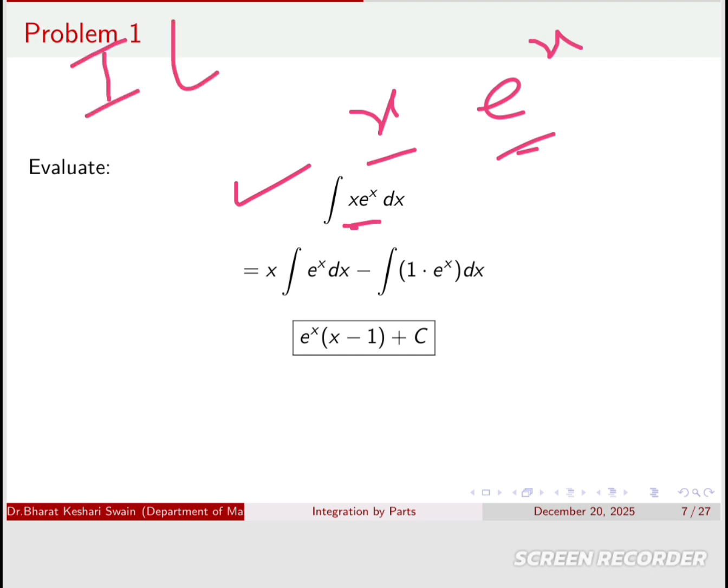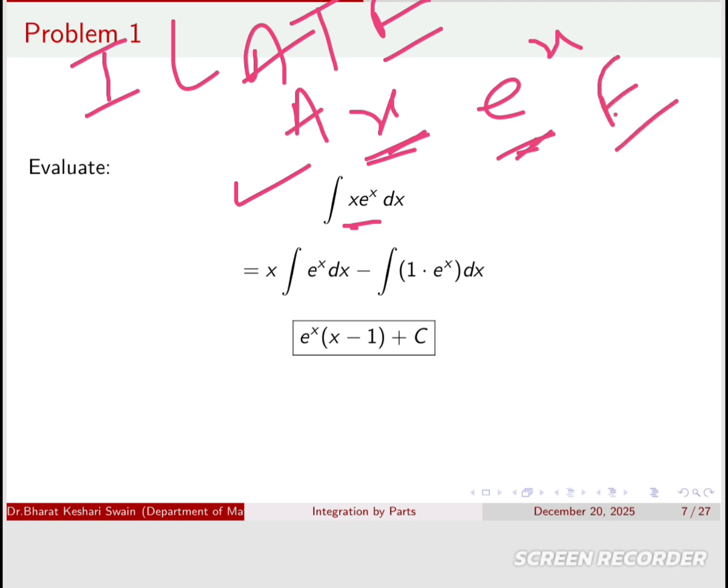So from ILATE, A is the algebraic function, and exponential is your exponential function. What comes first? A. So x is your first function, then exponential is the second function. So from our formula of by parts, first into integration of second: x is your first function, e to the power x is your second function. So x into the integration of e to the power x, minus derivative of first.